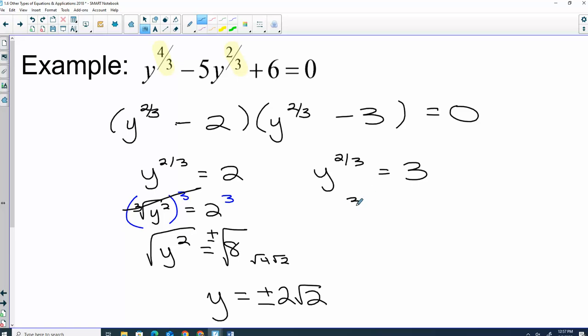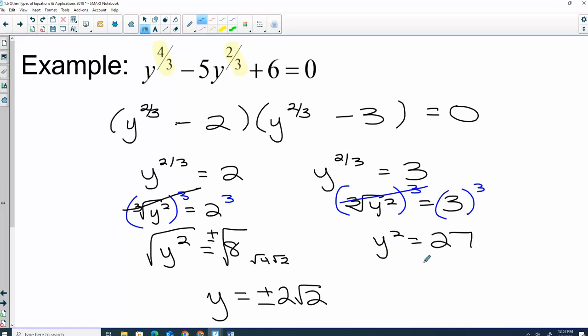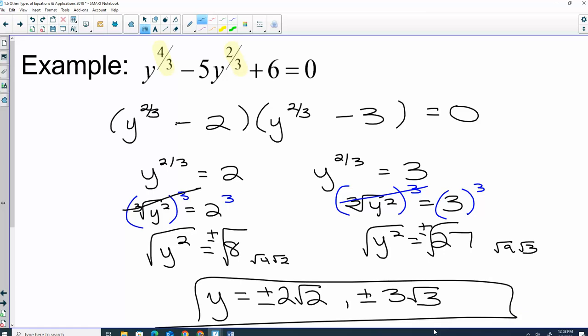So in this one, this is saying the cube root of y squared equals 3. The opposite of a cube root is a cube. Cube root, they cancel. So y squared equals 3 to the 3rd power, which is 27. Then what do we do? Square root, plus and minus. So 27 breaks into 9 and 3, so 3 radical 3. Alright, so that one was uglier, but we could go through using our same factoring techniques.